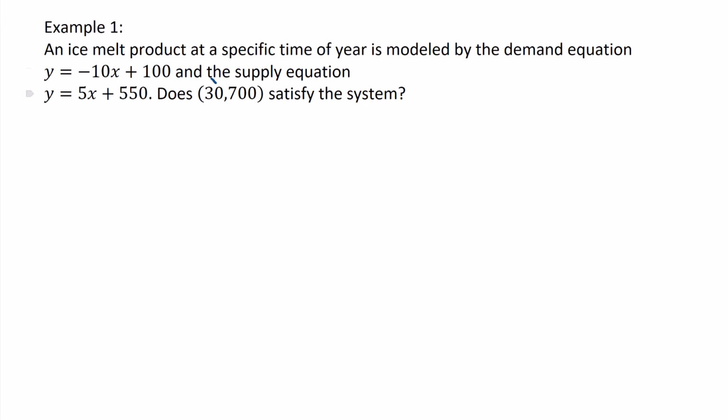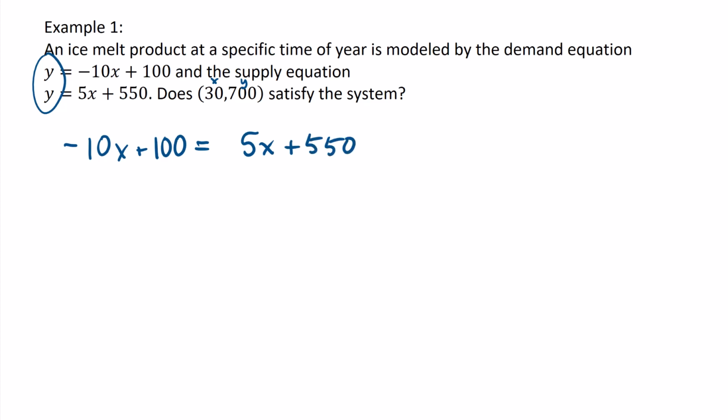Since we're given a coordinate point, we assume the first value is x and the second value is y, and we set our two equations equal to each other. Since they both equal y, we can do that. So negative 10x plus 100 equals 5x plus 550.